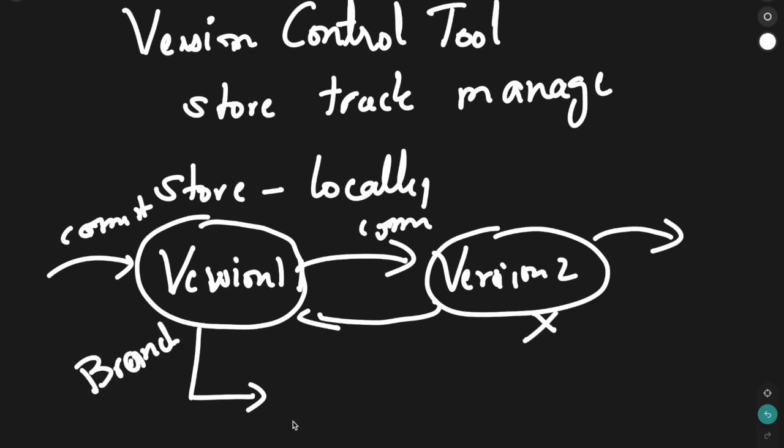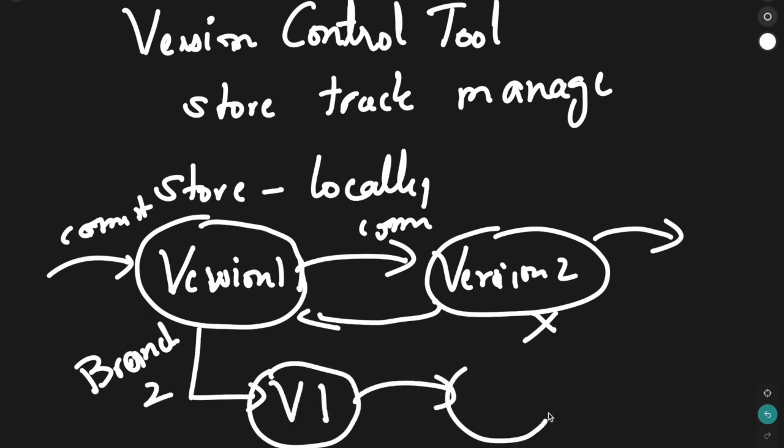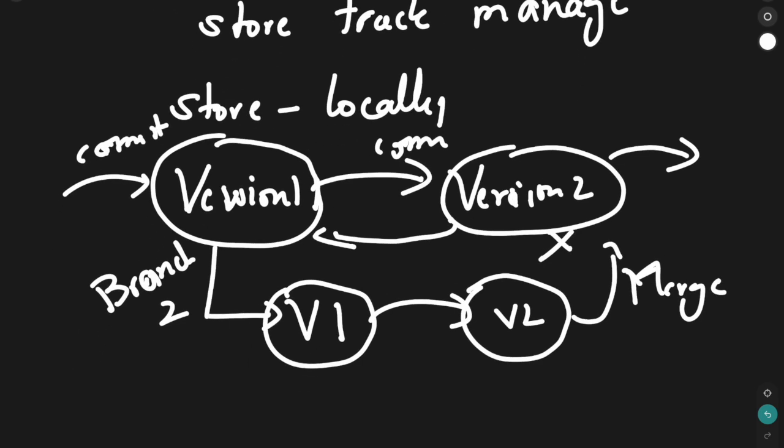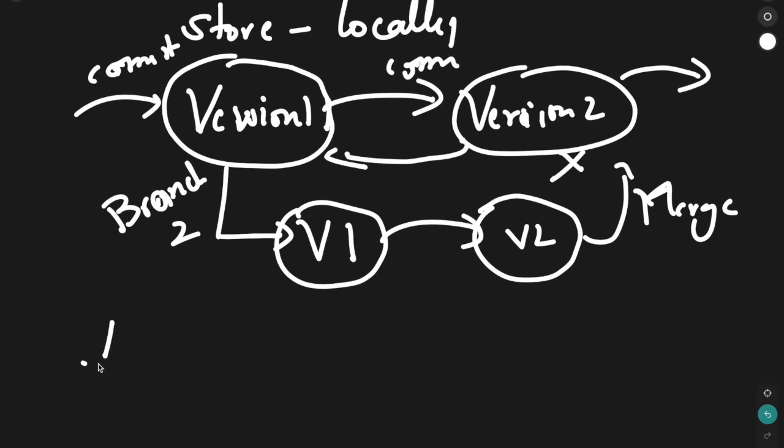Moreover, you can also branch from any of the versions and work on a different functionality and later merge it to the main branch. It also helps other developers collaborate on your project.